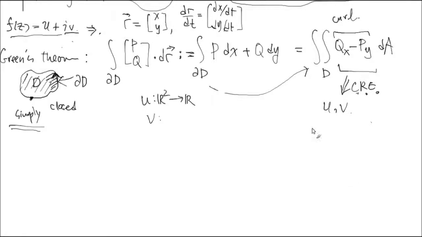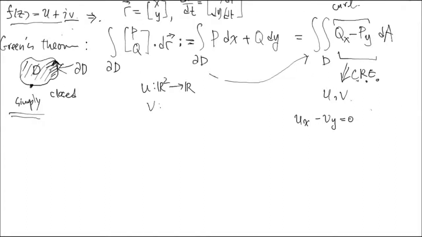So let's do this, U and V. So Ux minus Vy. Fair enough? What do you know about this guy? Ux minus Vy, it's a 0. It's going to be 0, and then it's going to give you a nice result. All right, so let's trace it back.